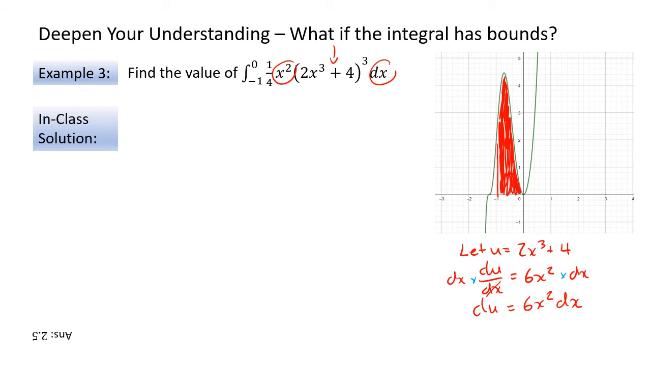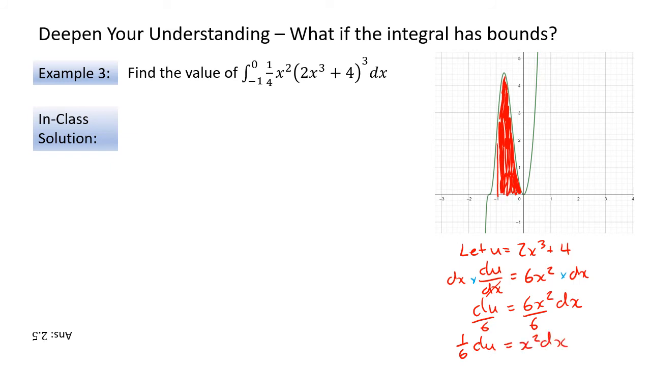Okay, so we need to remove that 6 because we can't substitute in for the 6 when it's not in this equation. Which means we have to divide both sides by 6. What we're left with is 1 over 6 times du is x squared dx.